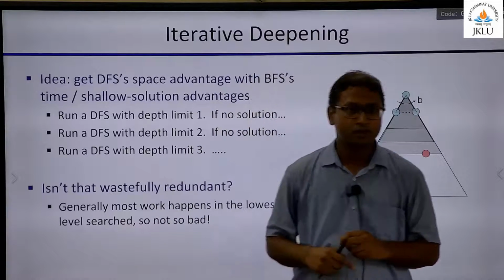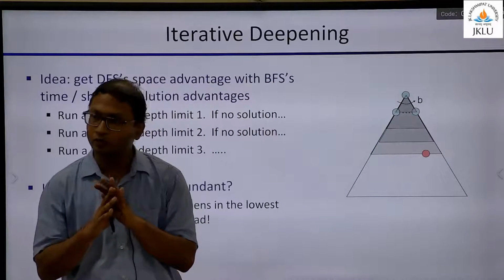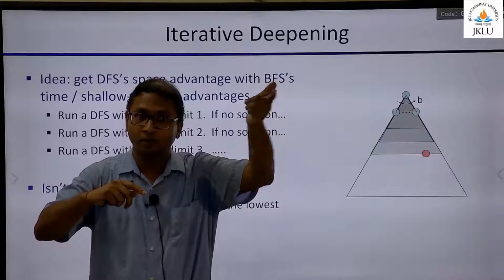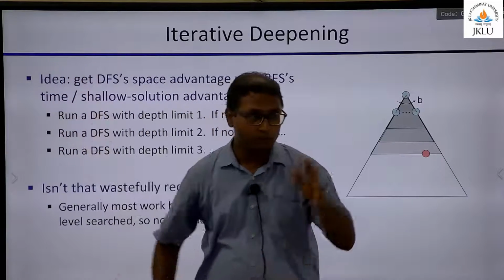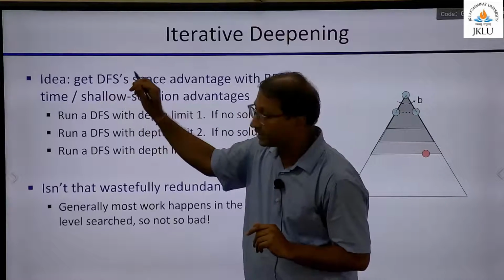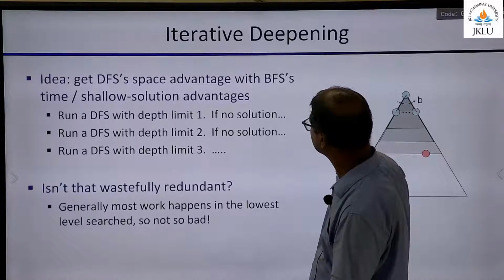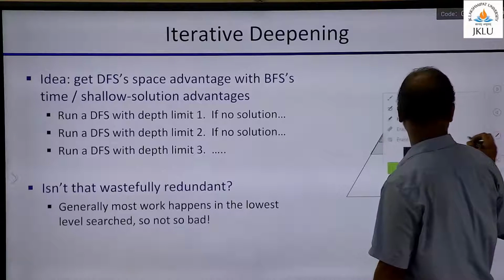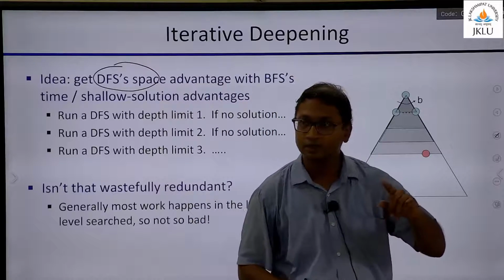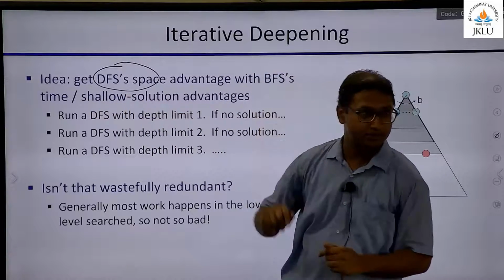Next, what about space complexity? There is no question about space complexity, because that was B into M. Another one is B to the power something, right? So B into M is certainly good. So what is this algorithm doing? The idea is to get the DFS space advantage, which is B into M, and the BFS time advantage for shallow solutions.